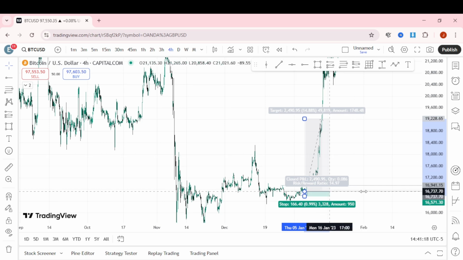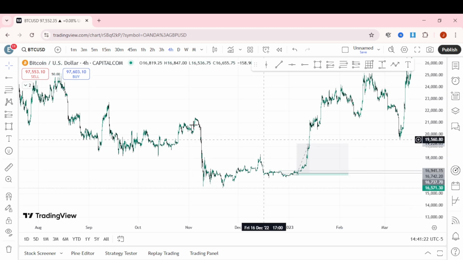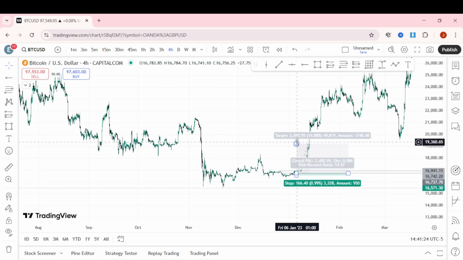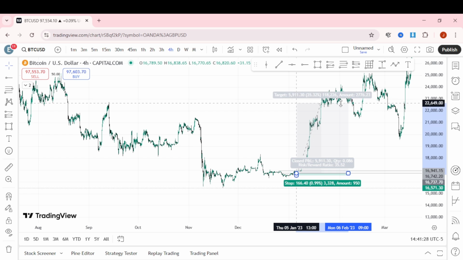So if you have a long-term perspective, you could actually set this as your TP, guys. This is very crazy. You could set this as your TP. It all depends on how patient you are.